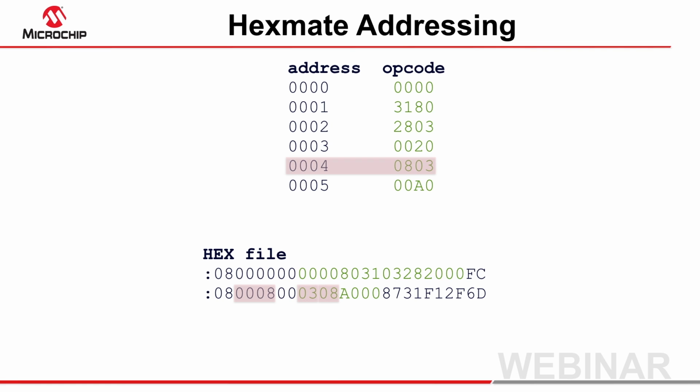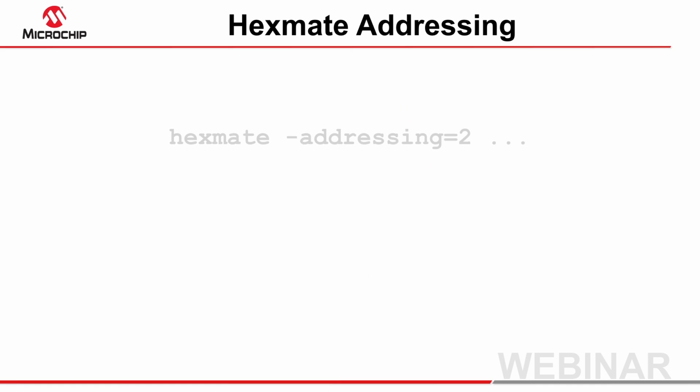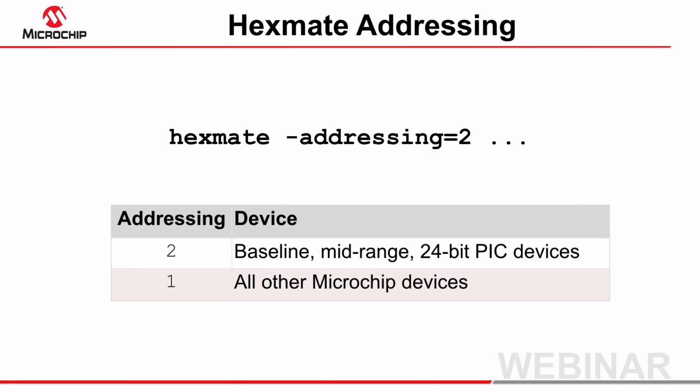All addresses specified with Hexmate options represent addresses in the hex file, but typically you prefer to work with device addresses, so you might want to use the -addressing option. This option allows you to specify device addresses in Hexmate options and have Hexmate map these to the addresses in the hex file. Specify an addressing value of 2 for all baseline, mid-range and 24-bit PIC devices. Use the default addressing value of 1 for all other devices.